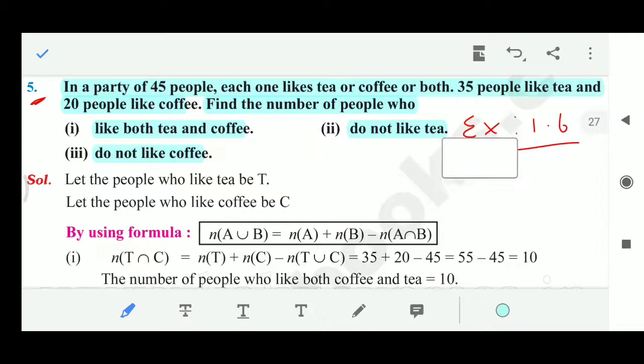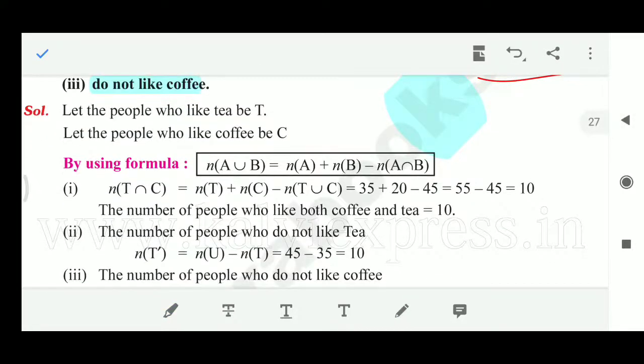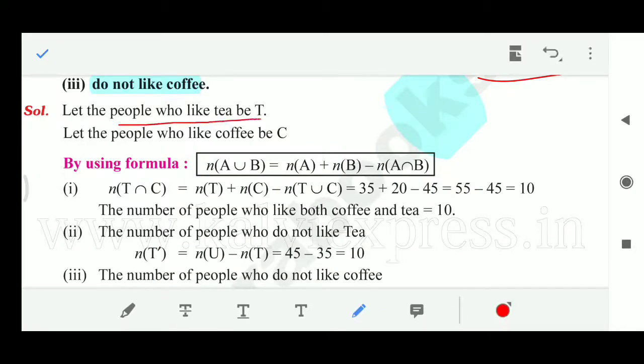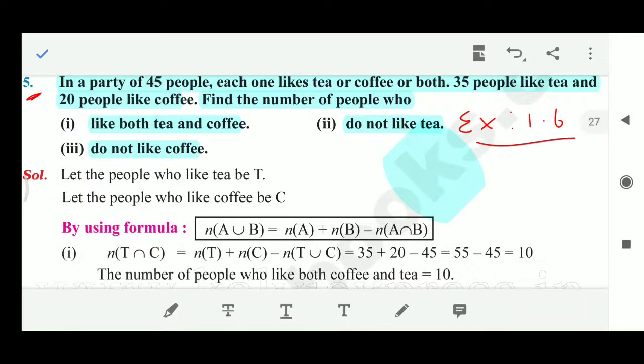Let the people who like tea be T, and the people who like coffee be C. Now using the formula n(A ∪ B) = n(A) + n(B) − n(A ∩ B), you can find n(T ∩ C) = n(T) + n(C) − n(T ∪ C). If you substitute the given values, 35 + 20 − 45, which is equal to 55 − 45, which gives 10. So the number of people who like both coffee and tea is 10.